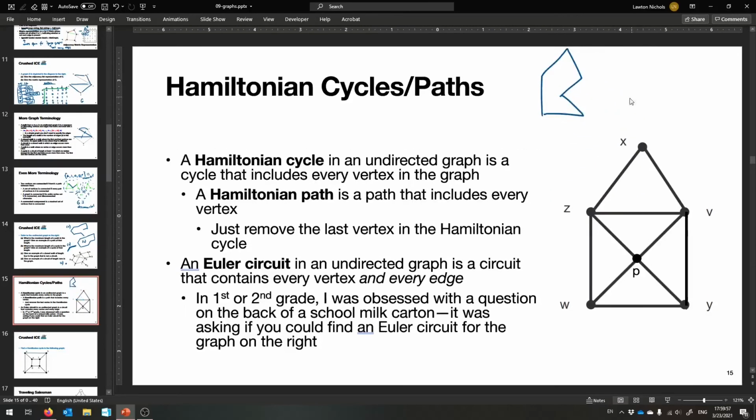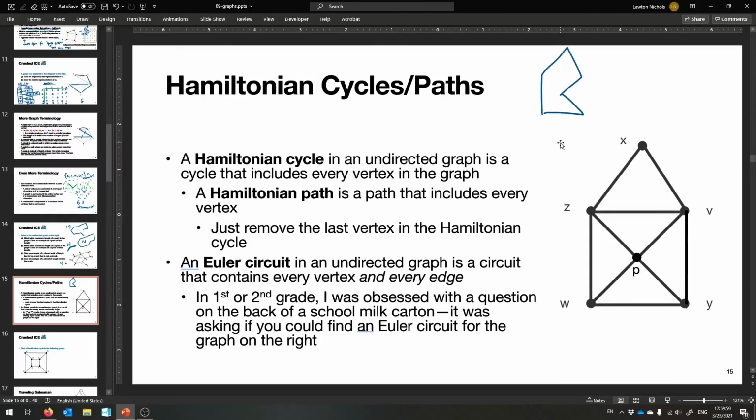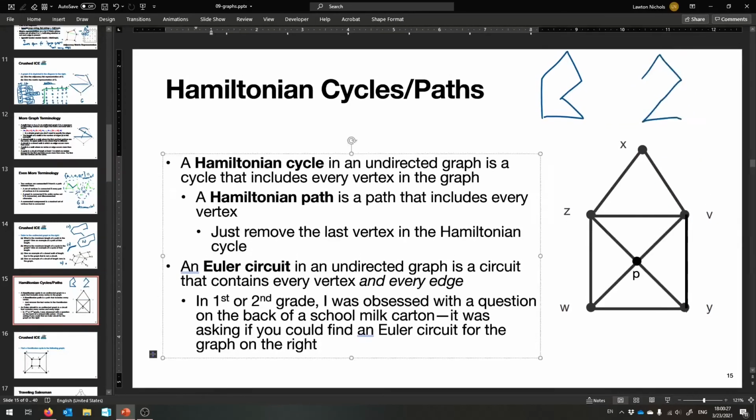And then a Hamiltonian path is a path that includes every vertex, and you can just find a Hamiltonian cycle and then drop the last thing. So like bam, bam, bam, bam, bam. That works as well. So you don't have to come back to where you were. It just has to find every possible vertex. It doesn't have to be part of a Hamiltonian cycle, but sometimes that's an easy way to find one.